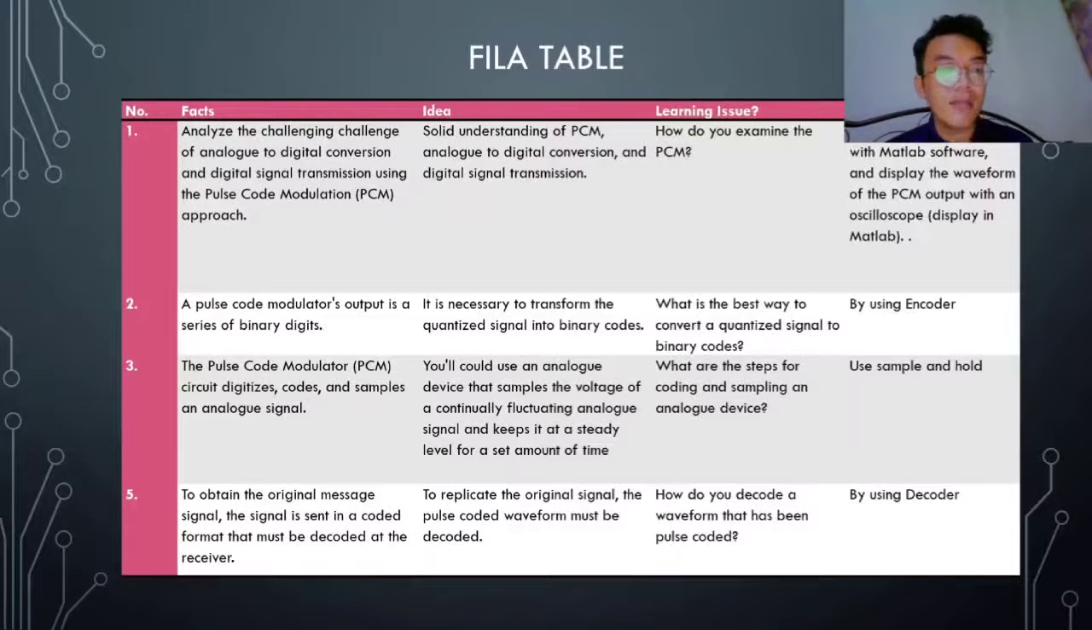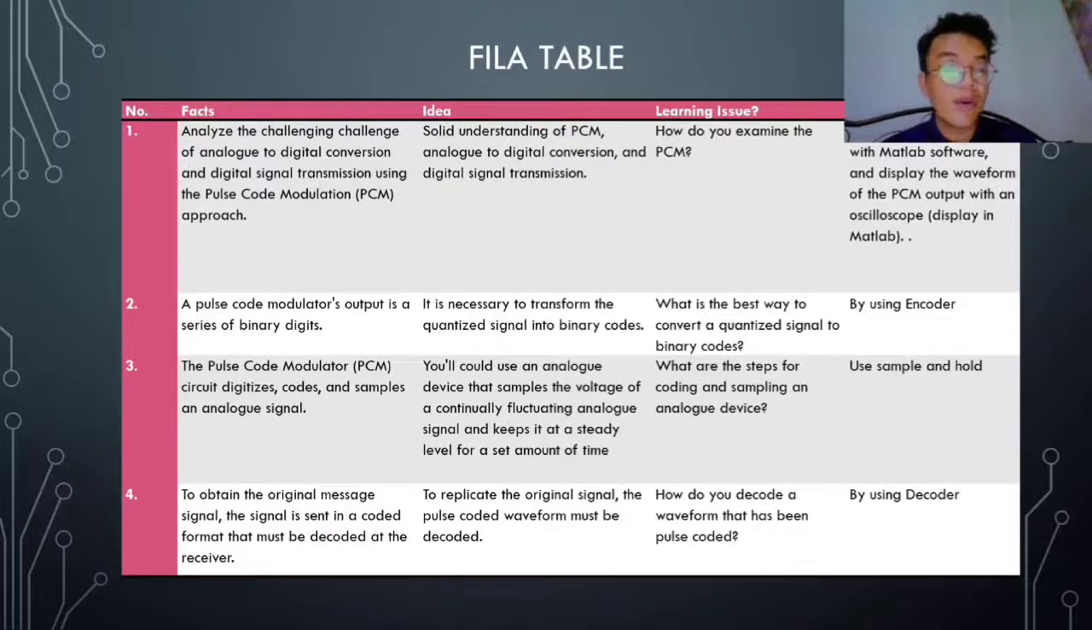Number three: the pulse code modulator, PCM, circuit digitizes, codes and samples an analog signal. The idea is you could use an analog device that samples the voltage of a continually fluctuating analog signal and keeps it at a steady level for a set amount of time. The learning issue: what are the steps for coding and sampling an analog signal? And the action is you use sample and hold.